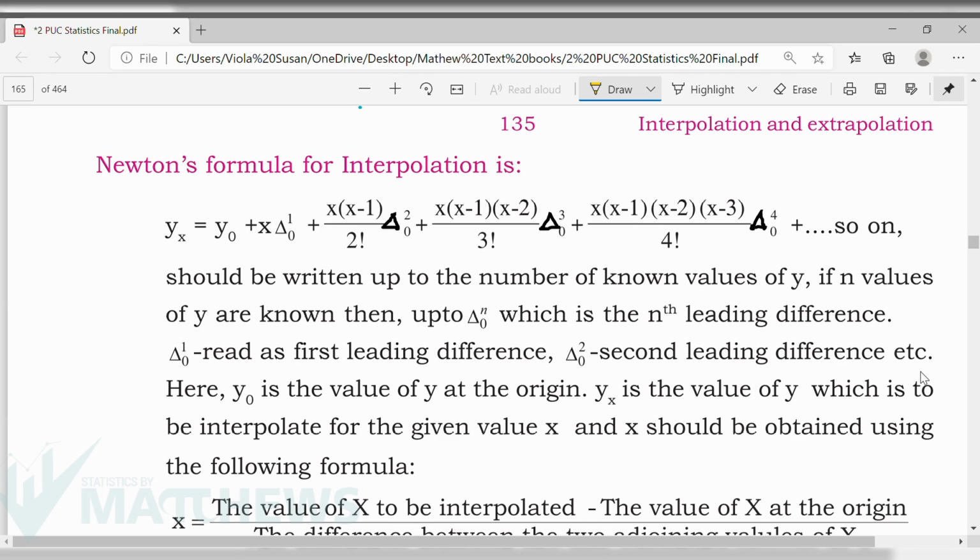Now, what is the formula? This is called Newton's formula for interpolation, students. This is the formula. Everybody must learn this formula by heart.